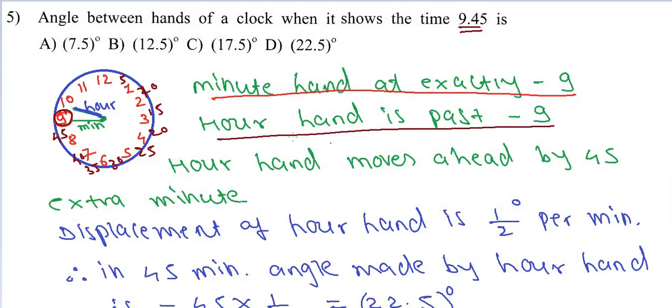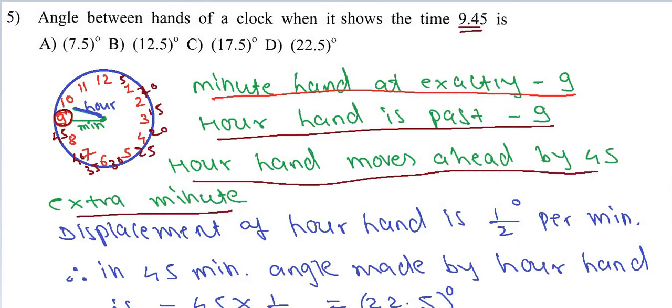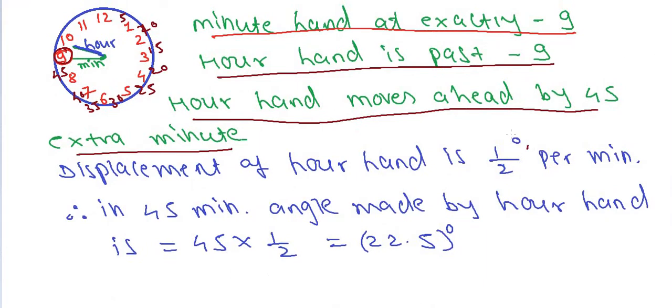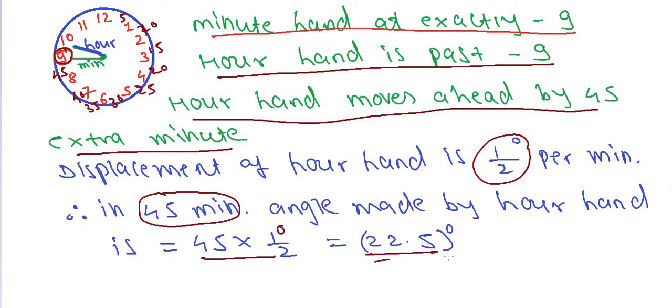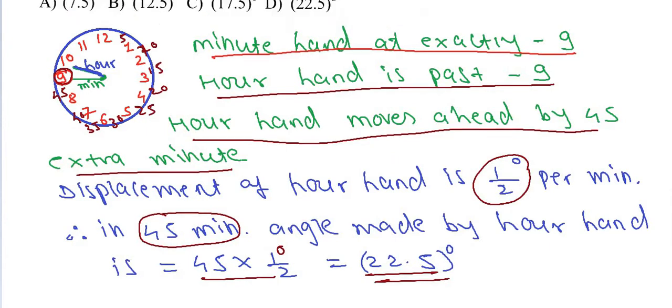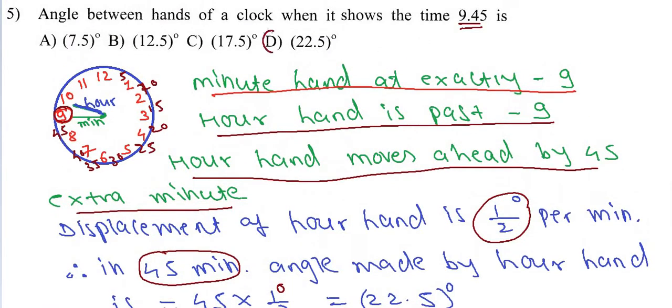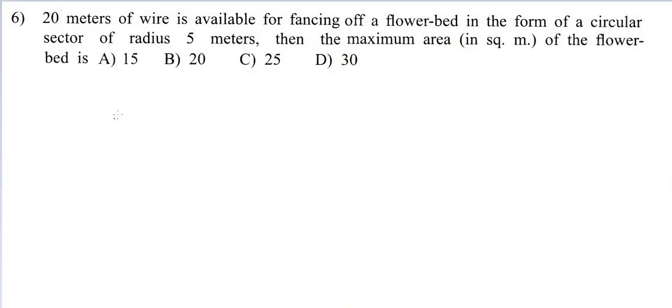Now how much has the hour hand moved? Hour hand has moved ahead by 45 extra minutes. Now we know that hour hand completes half degree per minute. So in 45 minutes, the angle made by hour hand is 45 multiplied by half degree, that is equal to 22.5 degree, and therefore the correct option is option D, 22.5 degree.